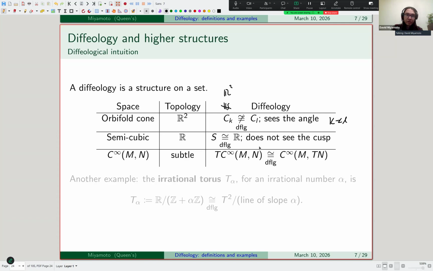And finally, for the function spaces, in this small table, I just put it's subtle. I don't have space to put in the whole discussion here. But diffeologically, you can treat these in a much more uniform way. They're all diffeological spaces in the same way. And for instance, we can make a statement like this: the tangent of the space of smooth functions, which exists in diffeology, is the space of functions into the tangent of N.